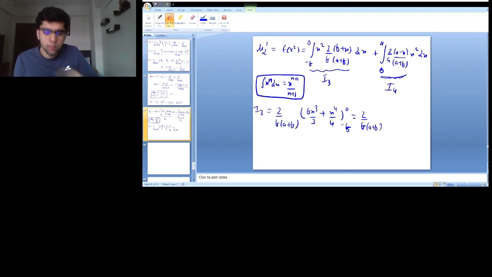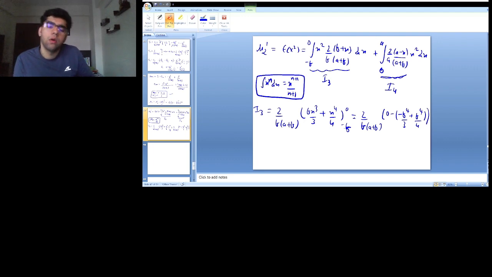Wait, let me check. x square b gives x cubed by 3 plus x cubed gives x to the power 4 upon 4. So this gives me 2 upon b, a plus b, which is 0 minus, b to the power 4 upon 3 plus b to the power 4 upon 4.